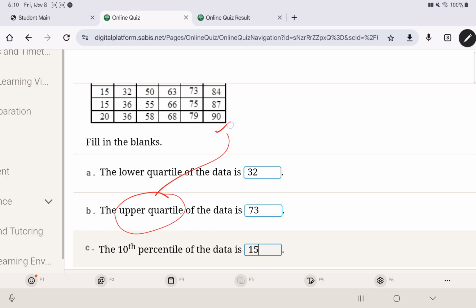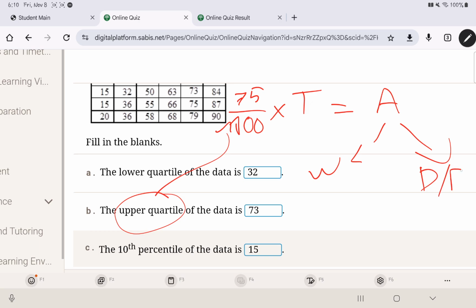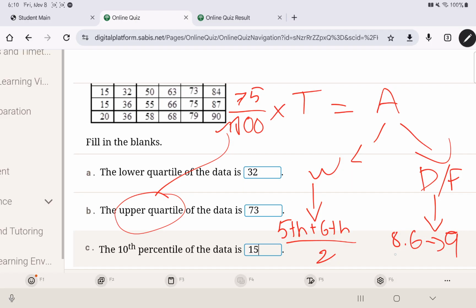Then we move on to what? To the upper quartile. Upper quartile means 75% or 75 over 100 times the total. You will get your answer. If your answer is a whole number, you are gonna take the number plus the number after it. So for example, if it was the 5th term, you're gonna do 5th plus 6th term divided by 2. Or if it is a decimal or fraction, for example, if it is 8.6, you are directly gonna take the one after, which is 9. Even if it was, for example, 5.2, you are gonna take 6.